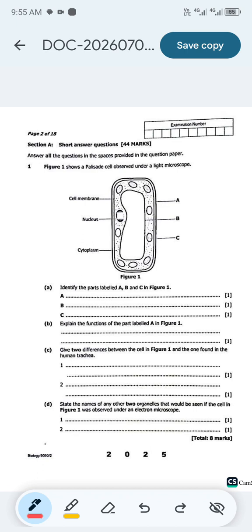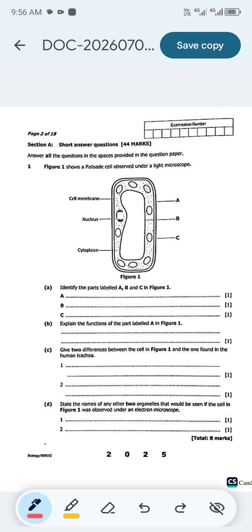Today we are going to deal with cell biology. This is a question that came in the 2025 exams, paper 2 biology. Let's see what the question is requiring us to do. Question 1 says, Figure 1 shows a palisade cell observed under a light microscope.